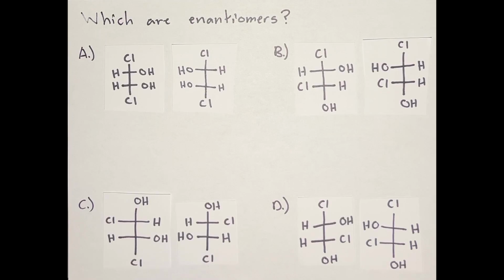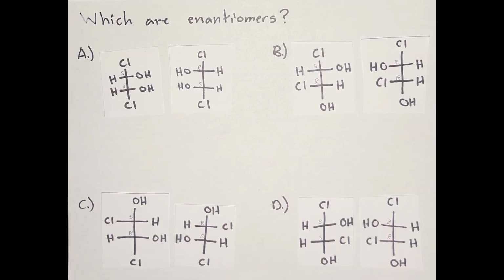All right, so this question asks, which of the following are a pair of enantiomers? So first thing, we're going to go through and just label all of the S and R, all of the stereochemistry and all of these. So let's go ahead and do that. Now that we have all of the stereocenters labeled, I want to take a look at a couple of things.